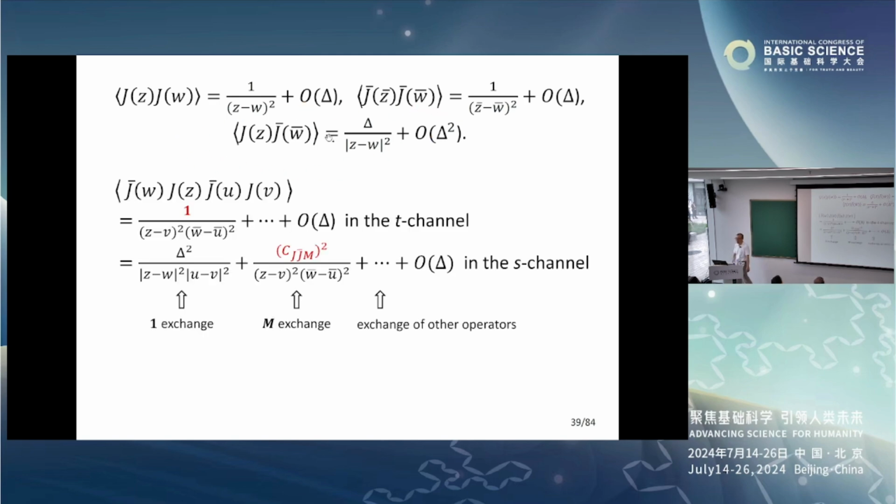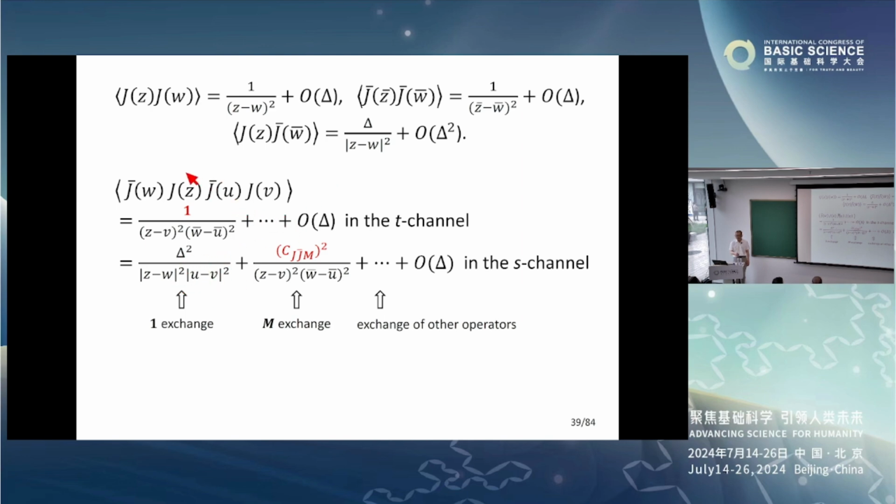And then what I'm going to do is the conformal bootstrap. So this is a non-rigorous derivation. Let's consider J-bar J, J-bar J. And suppose I look at the T channel, which is the channel where W goes to U and Z goes to V. In that case, the leading singularity is the identity operator, and it gives you 1. And then there are other contributions. But we can also look at the S channel, where you can consider the J J-bar singularity, Z goes to W. That gives you delta times this one. So it gives you this contribution.